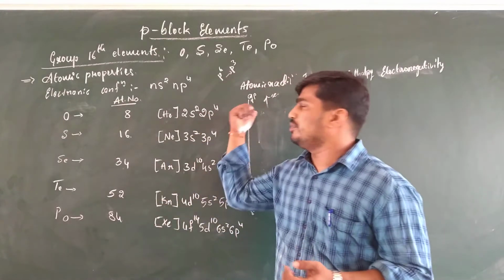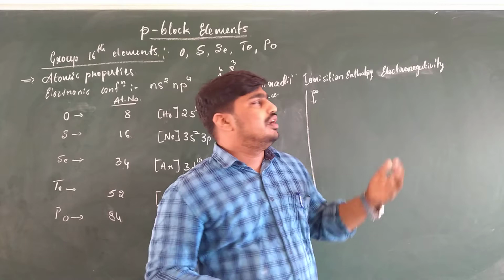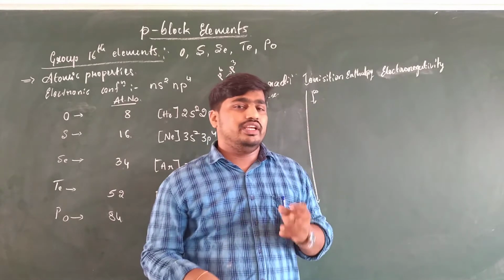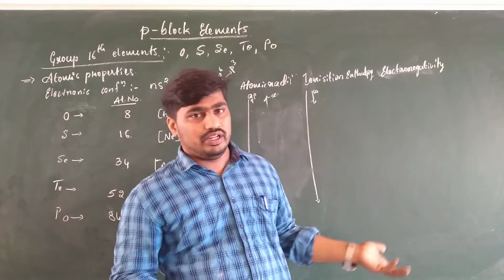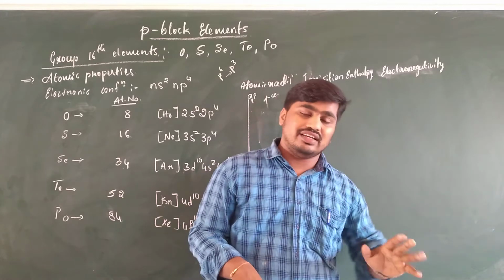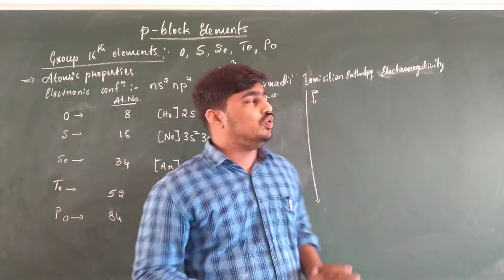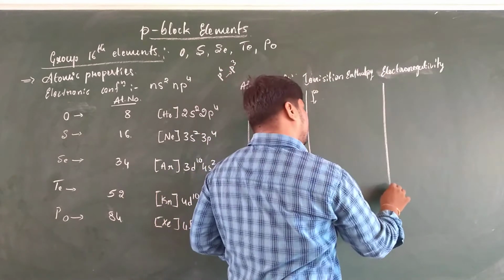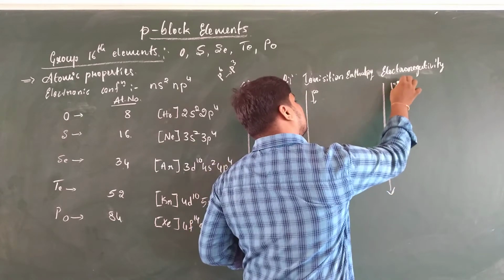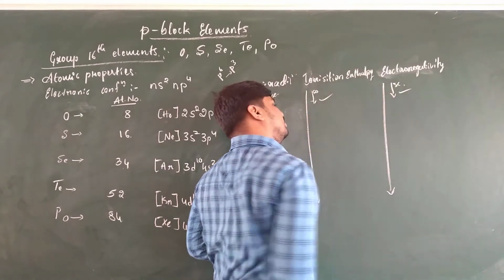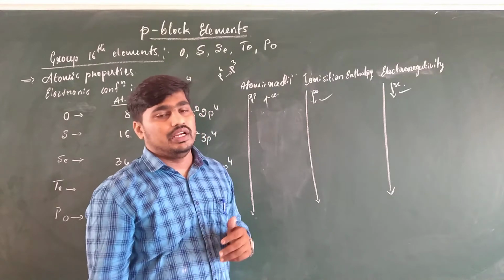It completely depends upon the atomic size. So the electronegativity of oxygen is more compared to other elements. It is clear that electronegativity decreases down the group. Both ionization enthalpy and electronegativity decrease.